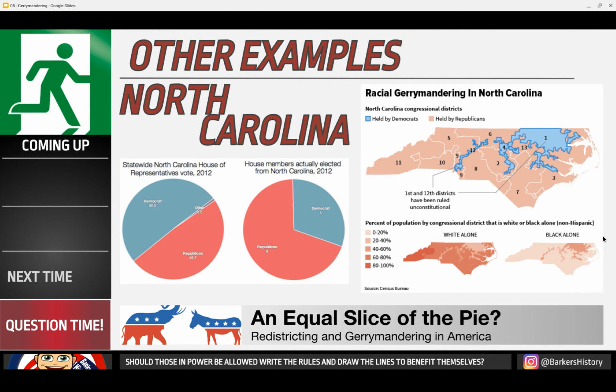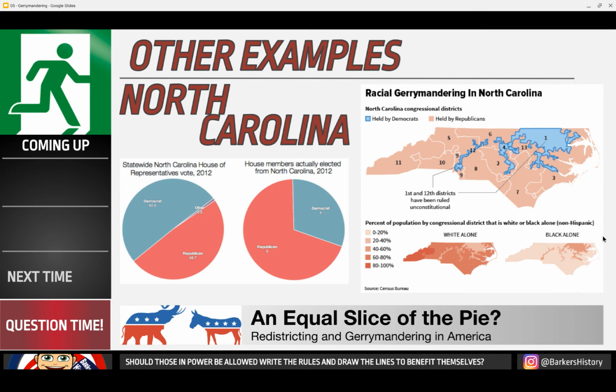You can see that the map on the right that says black alone pretty much mirrors the blue, the area held by Democrats, districts 1 and 12 and 4 that are held on the top map, right? Whereas on the left, the white alone very much mimics and looks almost like the inverse, almost like a photo negative of the map on the top.